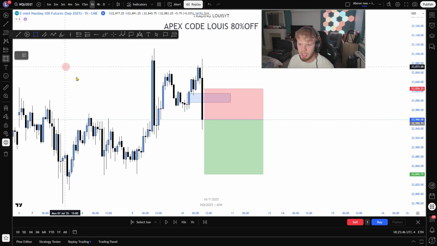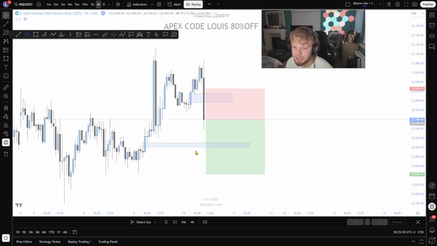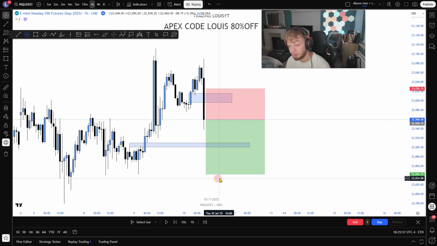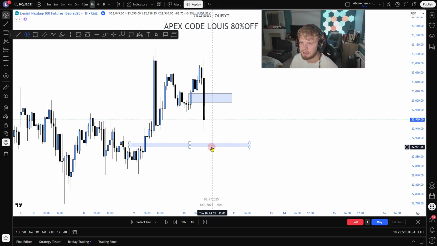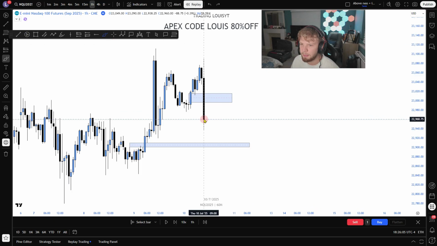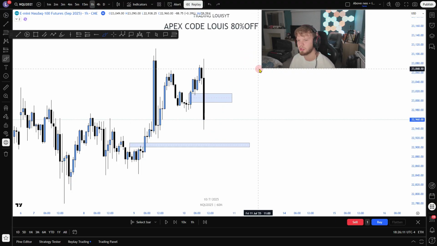What do you notice? We have an unmitigated fair value gap right here. The unmitigated fair value gap's on the 1 hour. The unmitigated fair value gap is on the 4 hour. Are you looking at this? You see that clearly, right? This is where price action now, in my opinion, is most likely going to be drawn to. Again, once we tap into a fair value gap, a lot of the time we'll just tap into it, fill these orders, and then carry on going up if that's where price action wants to go on the higher time frame. Let's have a look.